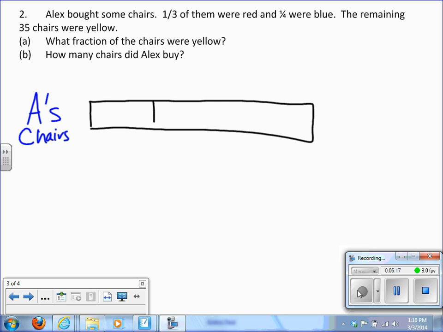1/3 of them are red. 1/3 are red, so I'm going to divide it into 3 units. I'll brace off 1/3, one of the units, and I'm going to put an R for red.